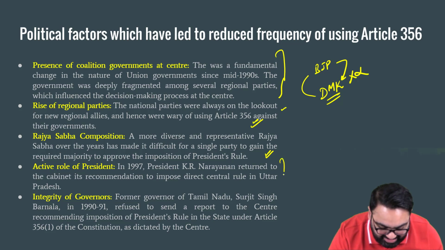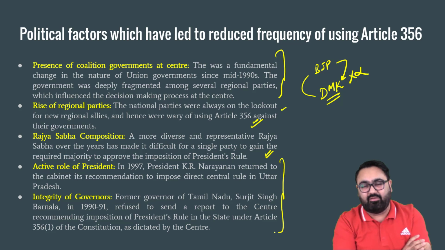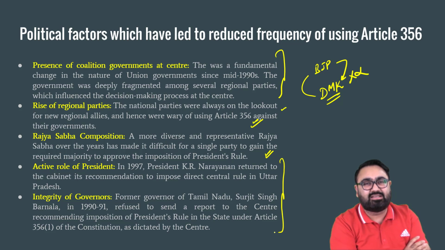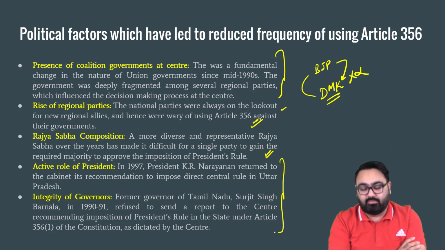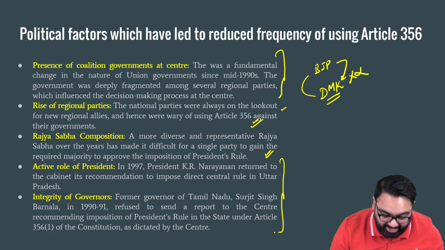Then there are the roles of the president and the governor. Presidents in some cases have been extremely active in not accepting the advice of the central government when they thought that there was no reason for president's rule. Nowadays it's difficult to imagine, but there was a time when the presidents did not really take all the advice of the central government at its word. Even in the case of governors, there are some governors who do not function just because the central government wants them to function in some manner. There have been examples that you can give here.